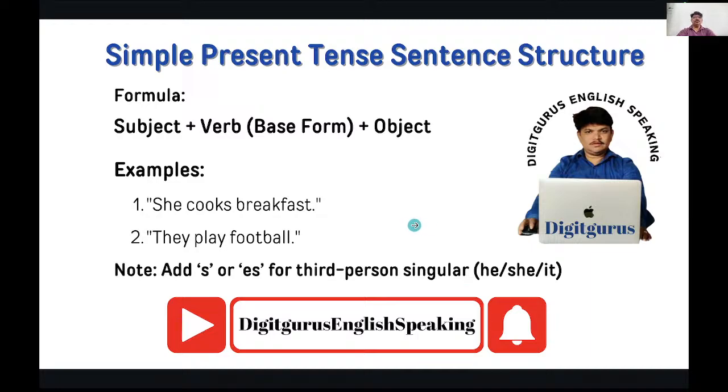Now, important rule. Let me tell you some more examples. He watches TV. He studies English. These are examples related to the third person singular form of the verb. Now, frame your own simple present tense sentences and type in the chat box.